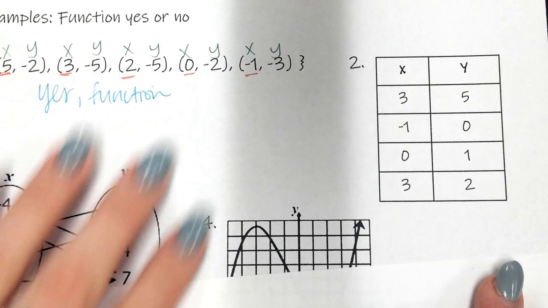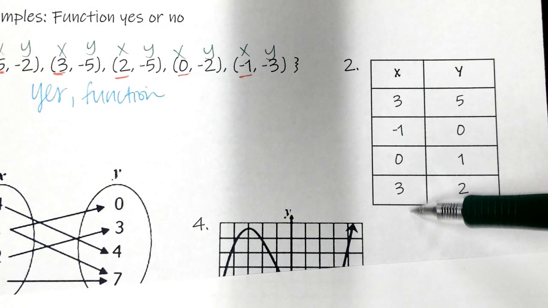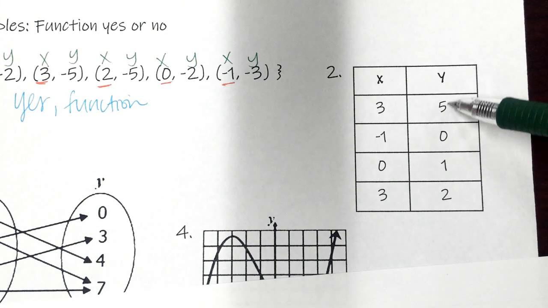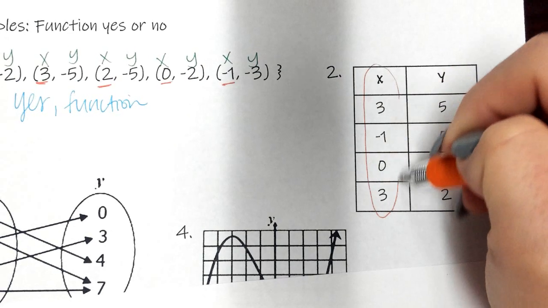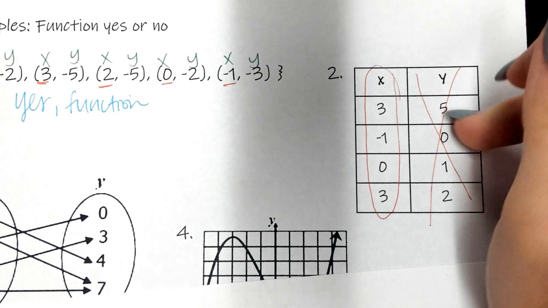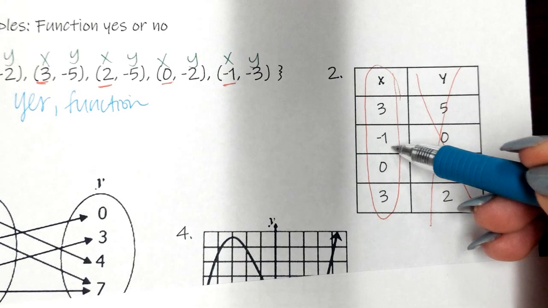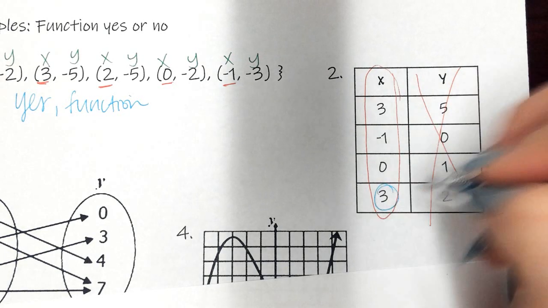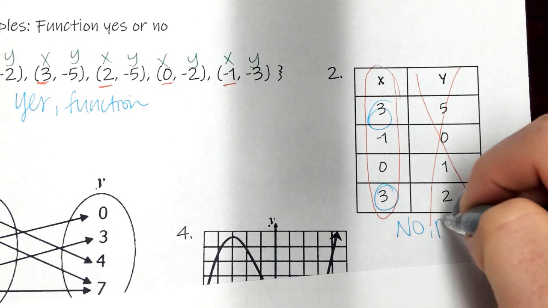Alright, let's look at the table. Our tables are labeled. This is our x, and this is our y. So we are only focusing on the x numbers. I don't care about y. My y's can repeat, my x's cannot. So we've got 3, -1, 0, 3. Oh, we've got 3 twice on here. So no, it's not a function.